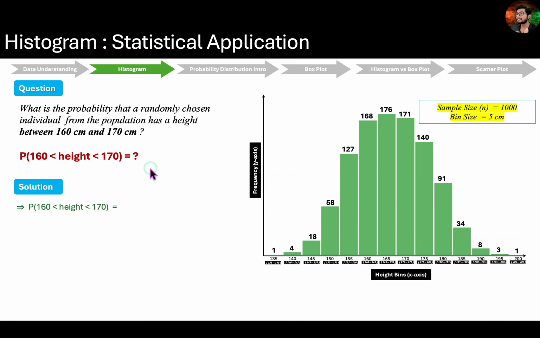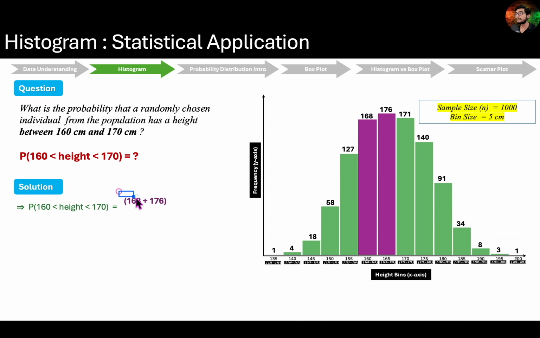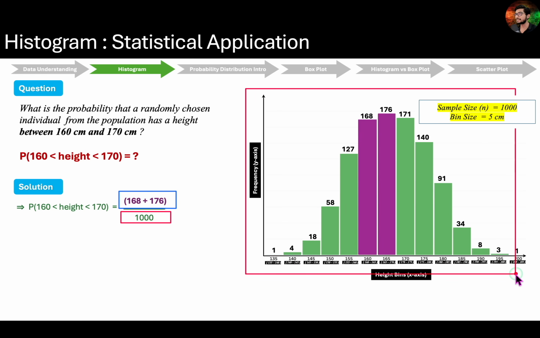To begin solving this question, we first need to identify the specific height range mentioned here, which is from 160 centimeters to 170 centimeters, and corresponds to these two highlighted purple bins. According to the basic principle of probability, we calculate probability as a ratio of favorable outcomes to the total outcomes. In this case, the favorable outcomes are the number of individuals within these two bins, which is 168 plus 176. And the total number of outcomes is the overall sample size, which is 1,000 individuals.